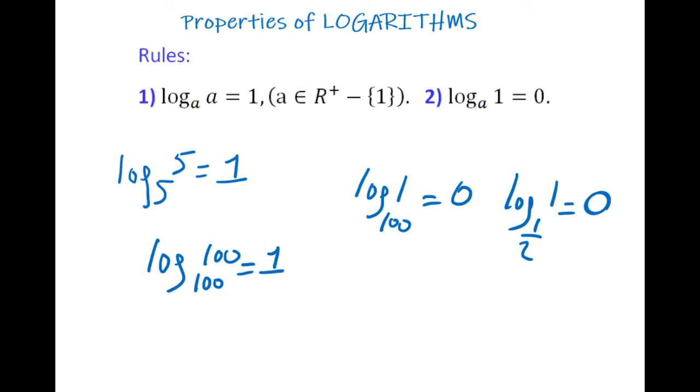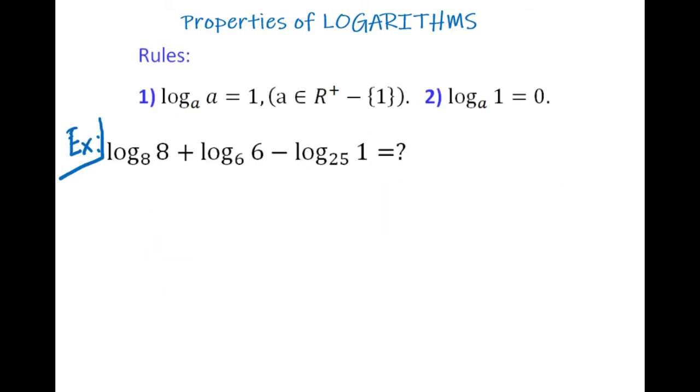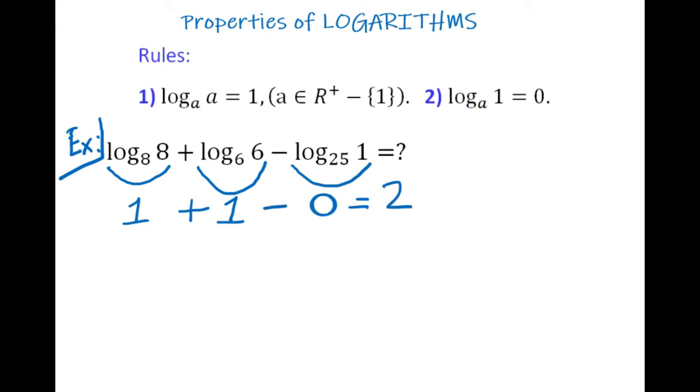Let's take a look at our first example. It says log of 8 in base 8 plus log of 6 in base 6 minus log of 1 in base 25 is equal to what? By using the first property, we know that this is equal to 1. By using the first property again, we see that this is obviously 1, and by using the second property, we see that this is equal to 0. So if you add them up, the result is going to be 2, of course. As you can see, it is very easy.